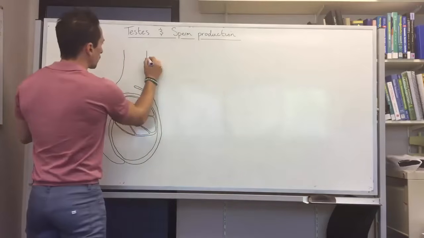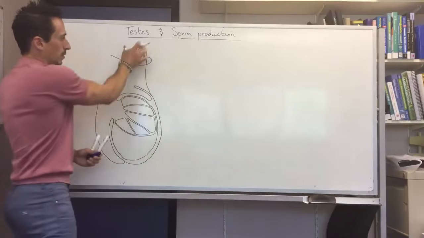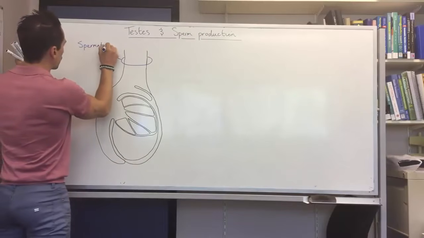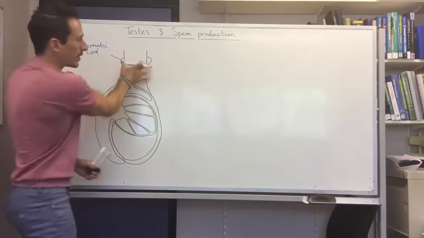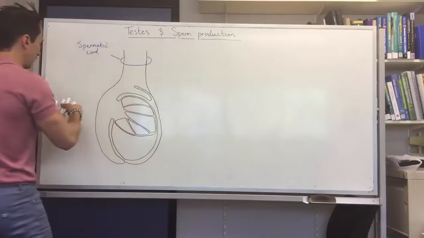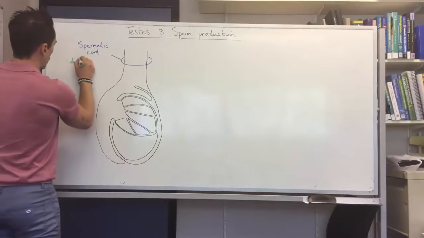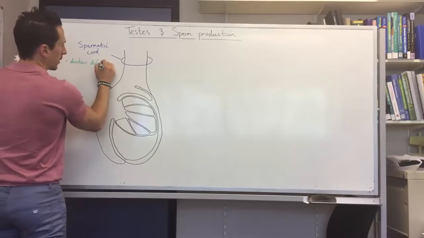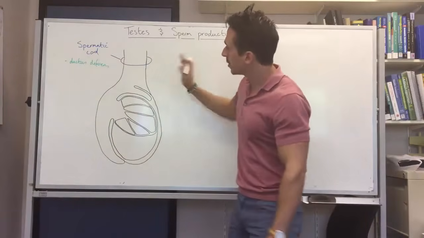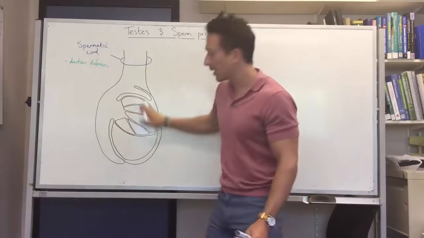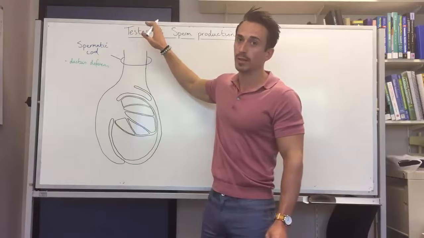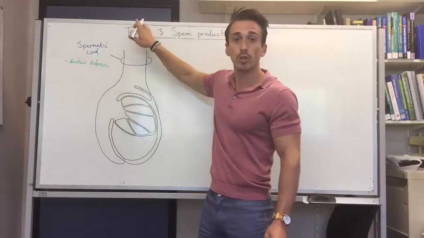So this whole region here is the spermatic cord. And within the spermatic cord are a number of different anatomical structures. For example, there's the ductus deferens. The ductus deferens is sometimes called the vas deferens, and that is a tube that carries sperm that's produced in the testes up to the rest of the ductal system of the male reproductive tract. So that's the ductus deferens, a tube carrying the sperm.